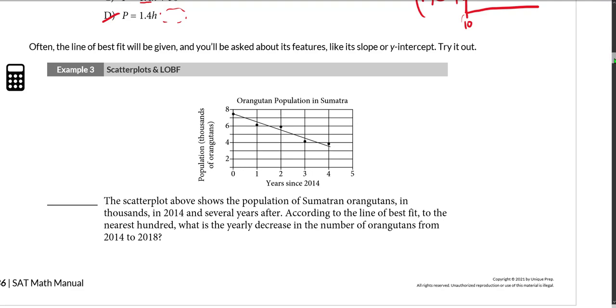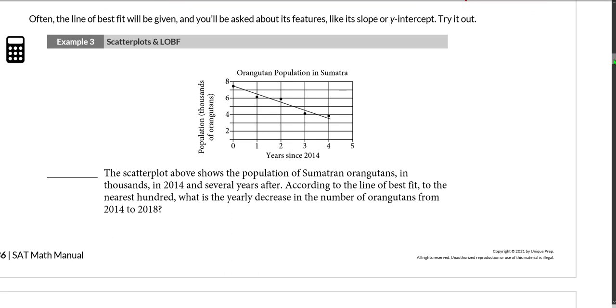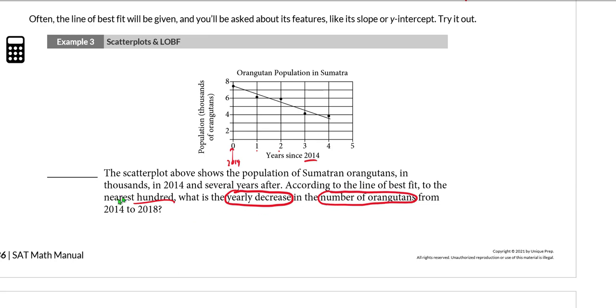In this case, what we are being asked to do is, well, let's read it and find out. So in example 3, the scatterplot above shows the population of Sumatran orangutans in thousands in 2014 and several years after. Fine, so years since, so this is 0 years after. So remember, not that it really matters here, but that would be 2014, this would be 2015, 16, and so on and so forth. And several years after, according to the line of best fit to the nearest 100, what is the yearly decrease in number of orangutans from 2014 to 2018.